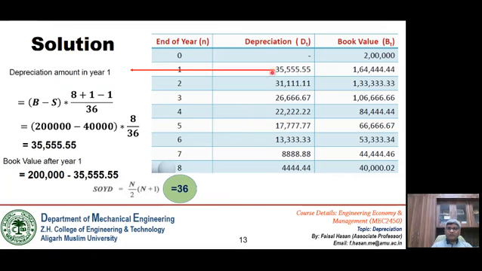You subtract this depreciation amount from the initial book value. So that will be the book value at the end of year 1. Fine. Similarly, we can compute for year 2. Whenever we are computing for year 2, b minus s, that means from this we have to subtract, that is b minus s is given.